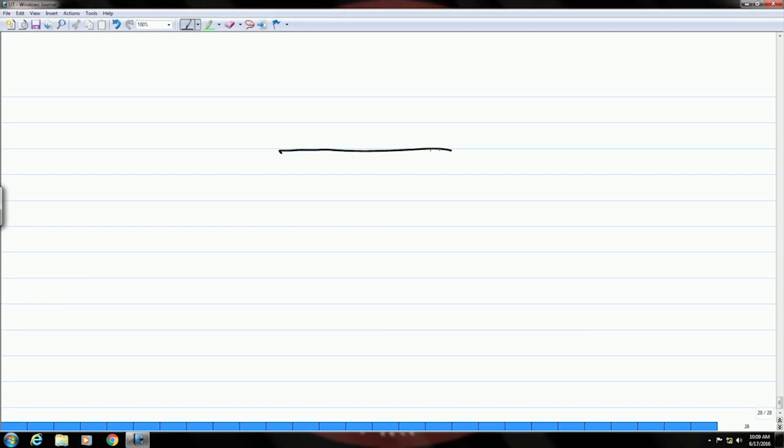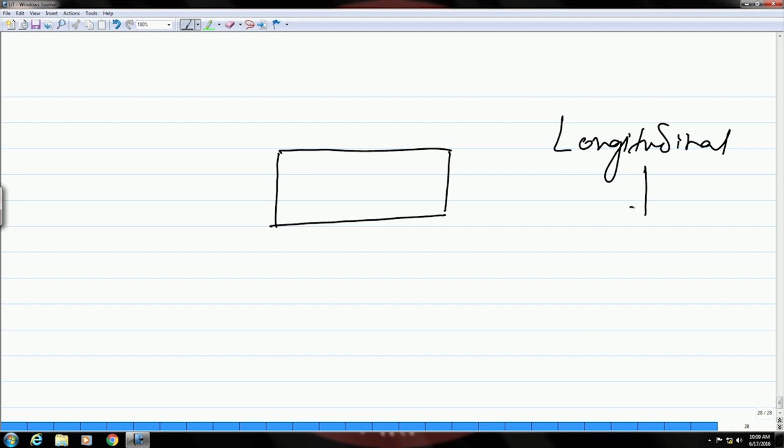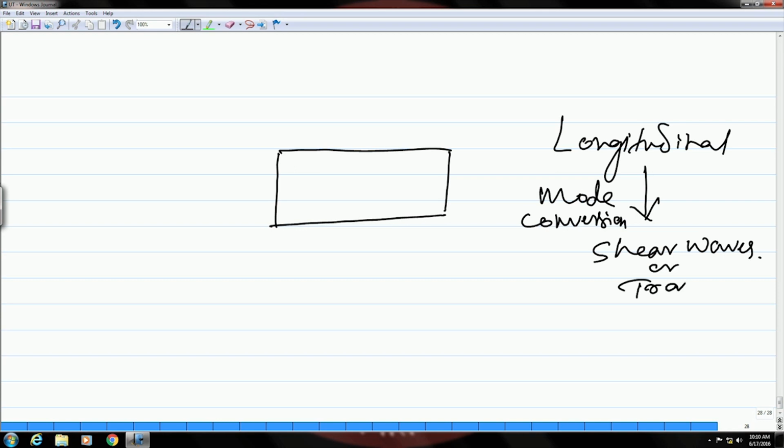Okay. So, when you send the waves at a small incident angle, across an interface there is a possibility, if you are using longitudinal waves, that at the interface there will be some kind of mode conversion, and a part of the longitudinal waves will be converted into transverse waves, which are also known as shear waves, when the incident angle is more than 0. Okay.